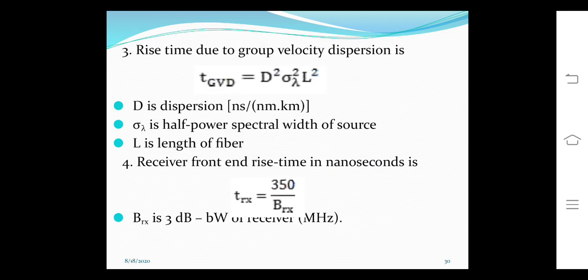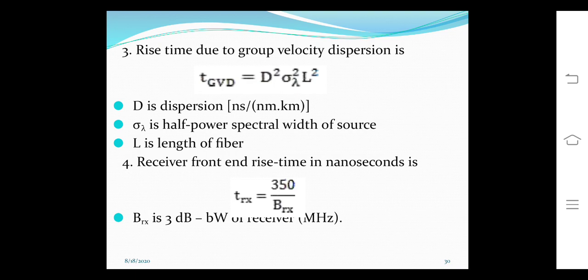Next is the rise time due to group velocity dispersion, denoted by TGVD. So TGVD equals D square sigma lambda square capital L square, where D is the dispersion, sigma lambda is the half power spectral width of the source, and L is the length of the fiber.